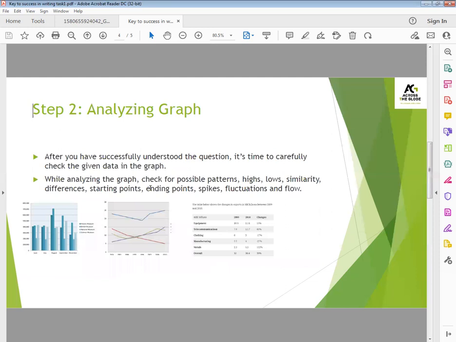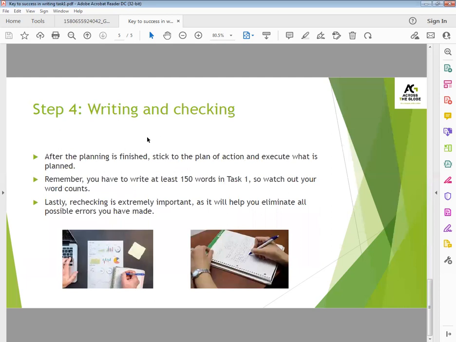Writing and checking is the last step. So when writing and checking, write accurately. Don't write anything that is not given in the graph. Understand the concept carefully. Check what tense you're writing things in.